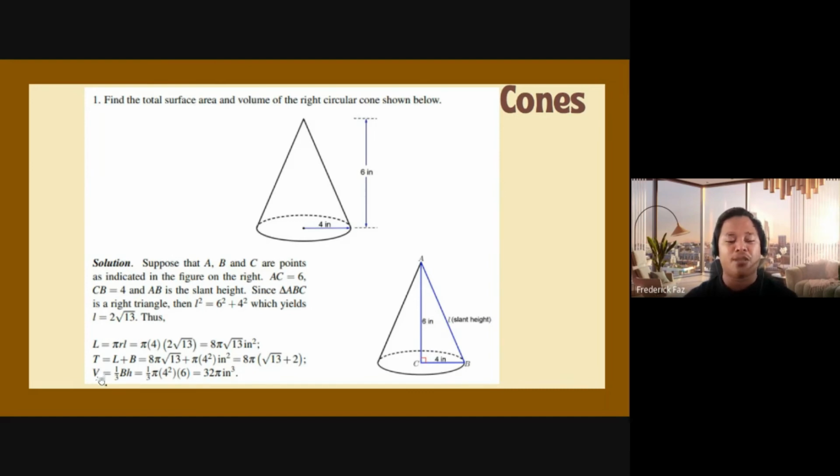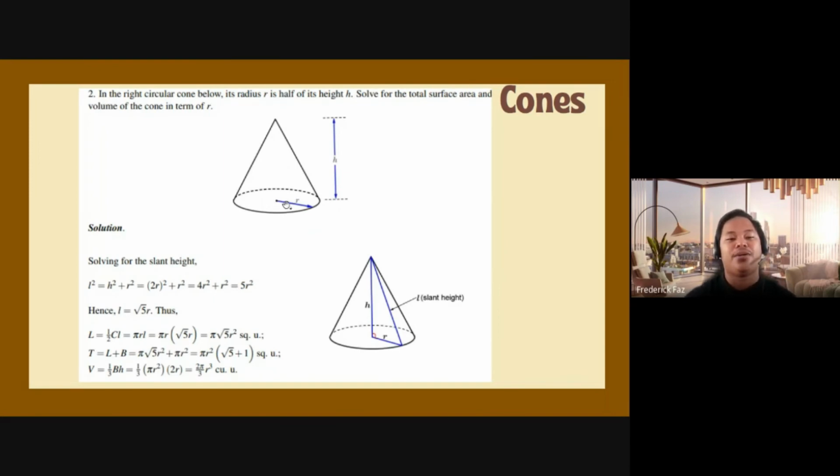For the volume, we have 1/3 area of the base times height. The area of the base is 4 squared pi or 16 pi times 6. So, if we're going to simplify, 6 divided by 3 is 2 times 16 is 32 pi cubic inches po.